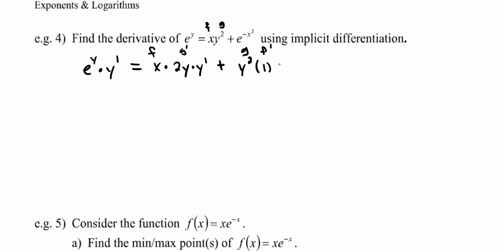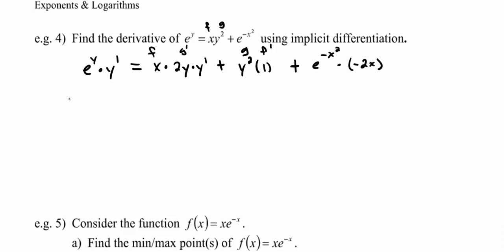So that was my f prime, and then plus, the derivative of e to the power of negative x squared. Well, we always just write it again pretty much, right? e to the power of negative x squared, and then times the derivative of the inside there, so times negative 2x.